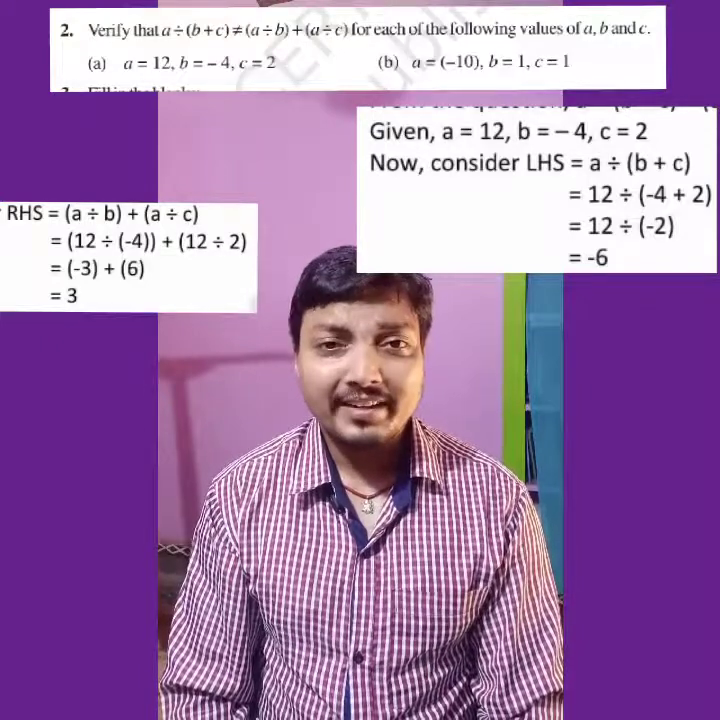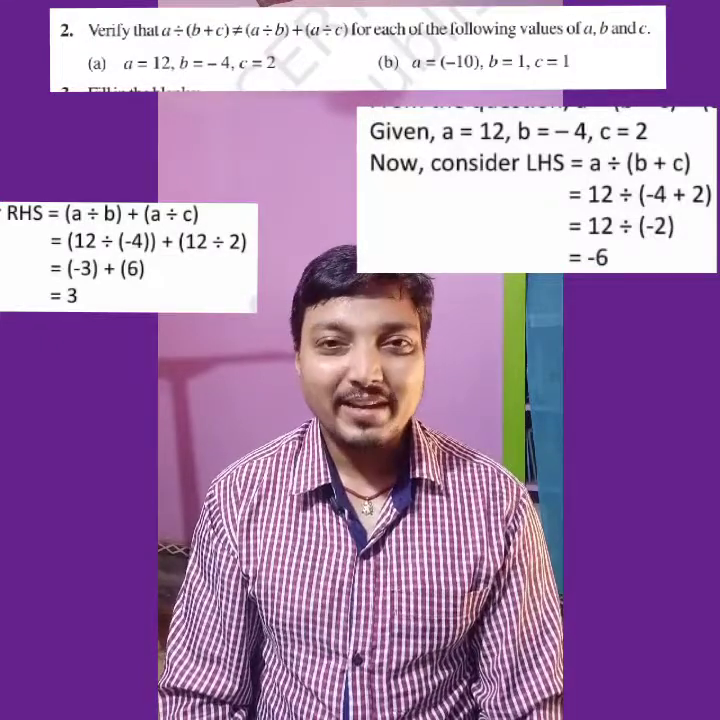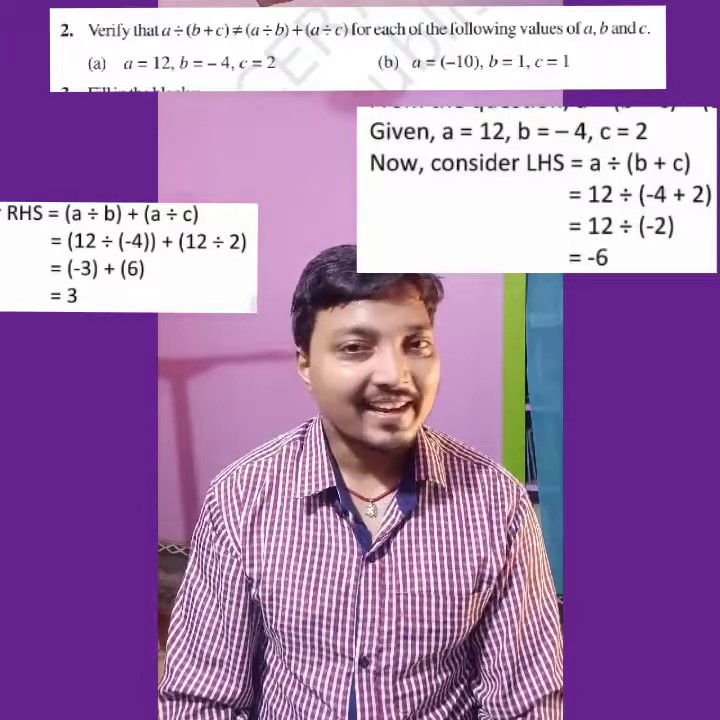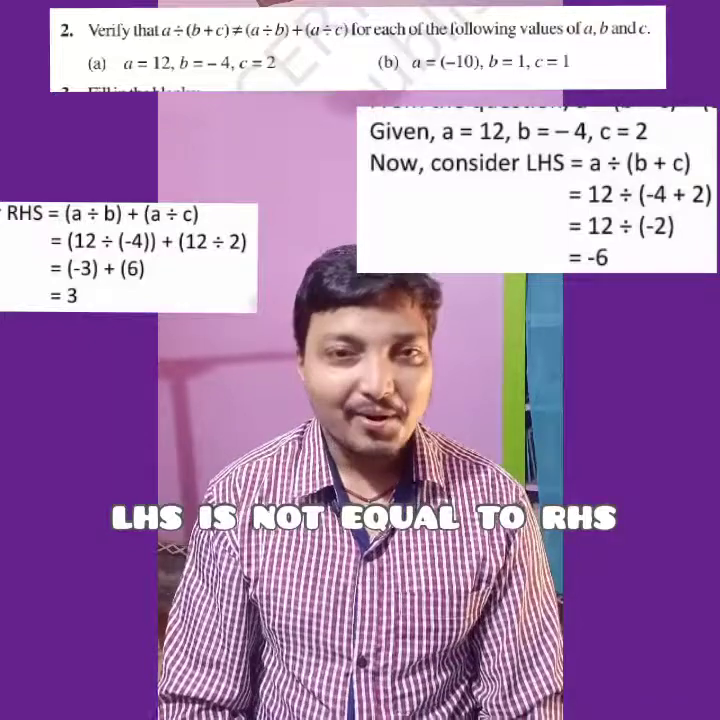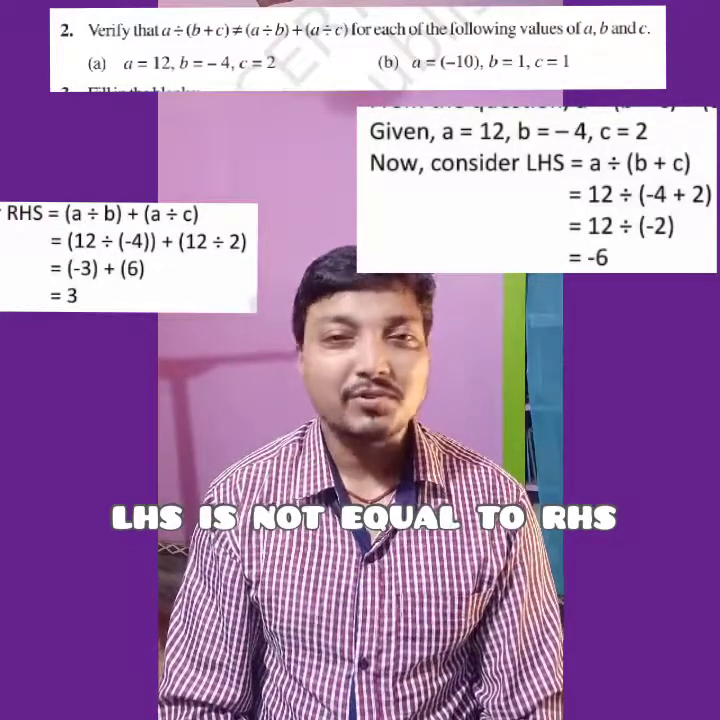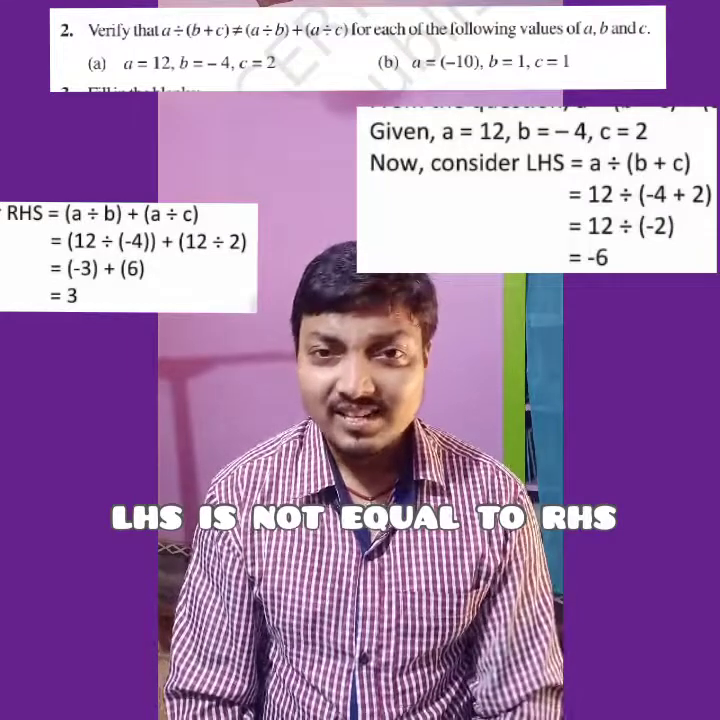On the left side we got -6, but on the right side we are getting 3. So LHS is not equal to RHS. Otherwise, we can say that division is not distributive over addition. Just like I have done question number 1 for you, next you just have to do the second part in your own attempt.